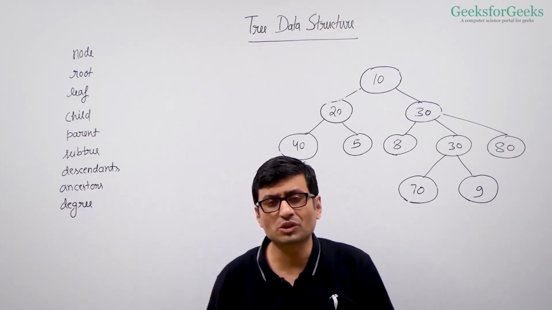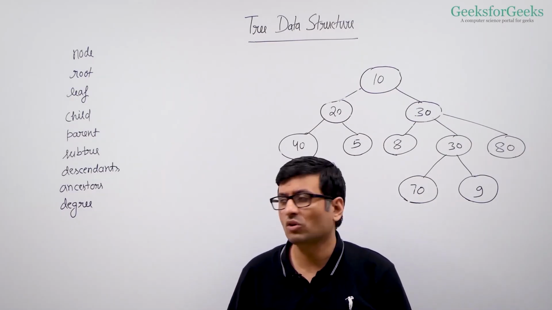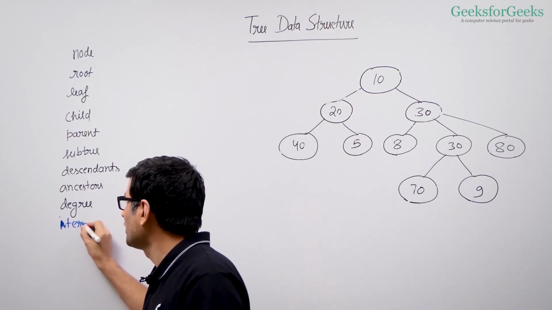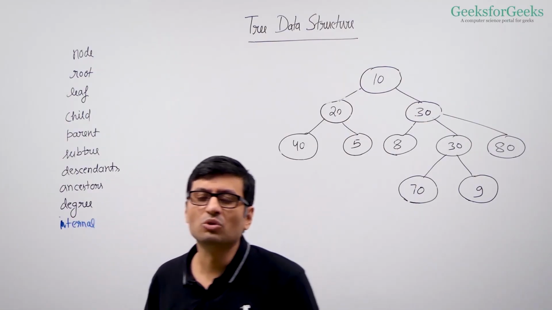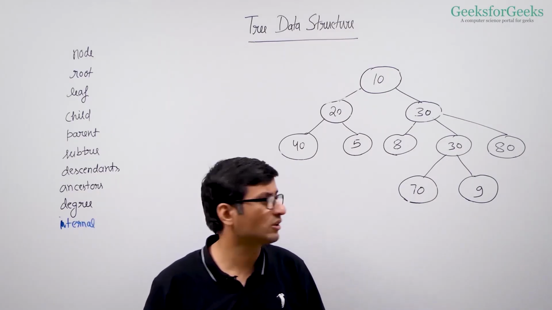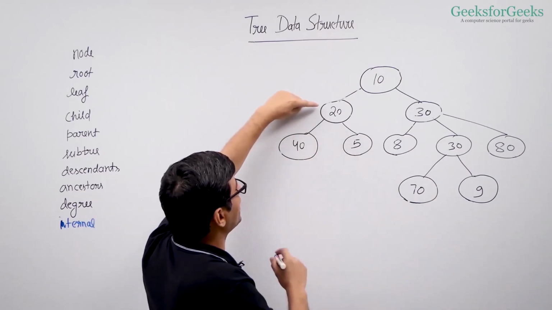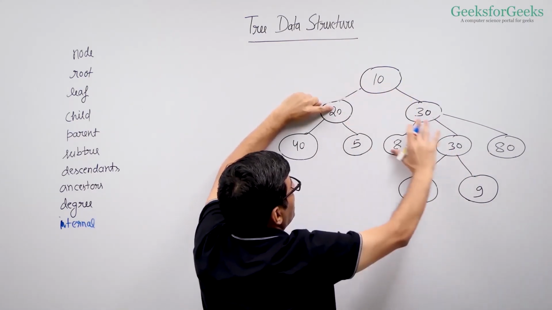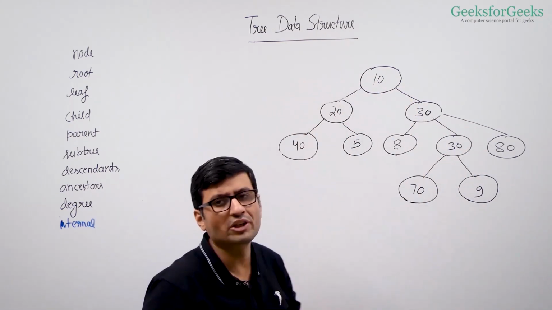And all the other nodes which are not leaf nodes are called internal nodes. So there is one more term, internal node, in trees. The nodes which do not have degree 0 or which are not leaves are called internal nodes. So internal nodes in this tree are 20, this 30 and 10. These are all internal nodes in this given tree.